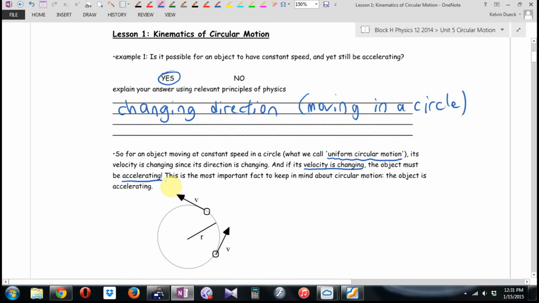This is the most important fact to keep in mind about circular motion. The object is accelerating. And if you're accelerating, there must be a net force, because F equals ma, Newton's laws. The acceleration is not 0, so there must be an unbalanced force. And that's what we're going to spend a lot of time looking at and talking about.